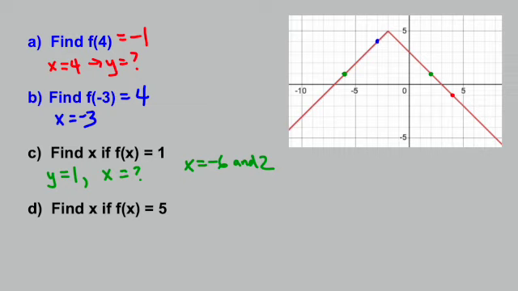And then for our last one here, once again, f of x is synonymous with y. So we're saying, hey, when y is 5, what is x? So y equals 5 would be up here on the y-axis. I'm going to go over and it crosses right here. And it only crosses once, so where that crosses, x would actually be negative 2. So our answer here is x equals negative 2.